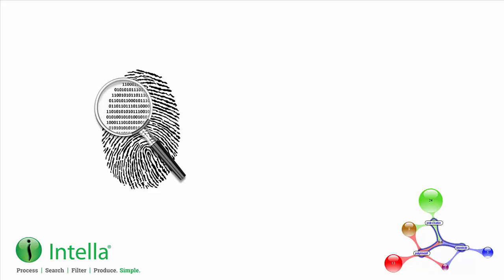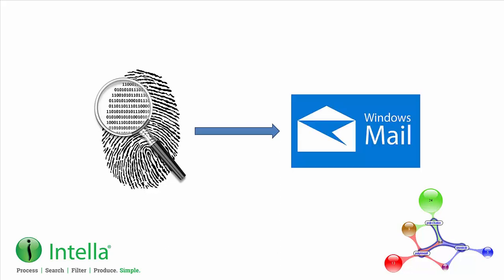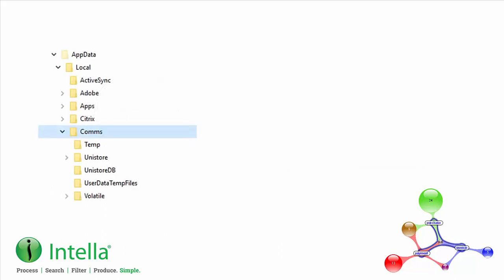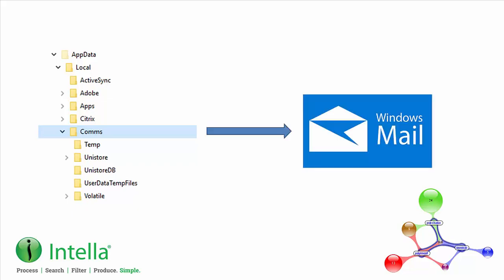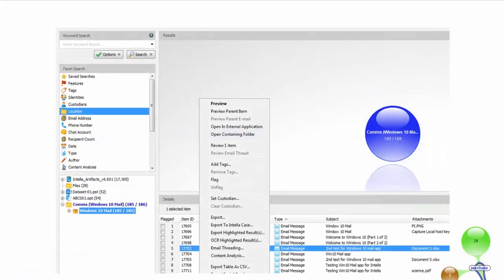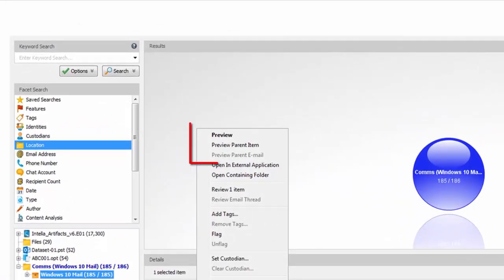Windows 10 mail accounts may be within a forensic image of a computer. Intella will still be able to identify and process these accounts within the forensic image. Windows 10 mail data can also be added to a case by adding the folder structure for the mail account as a new source in Intella. Once the mail has been processed, the mail items along with their attachments can be reviewed in the case.